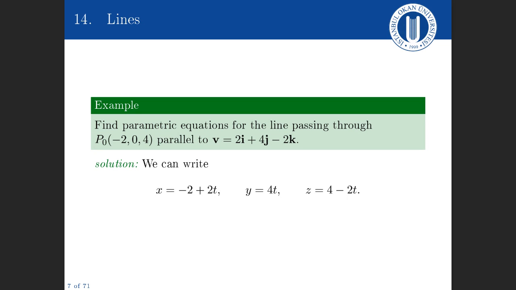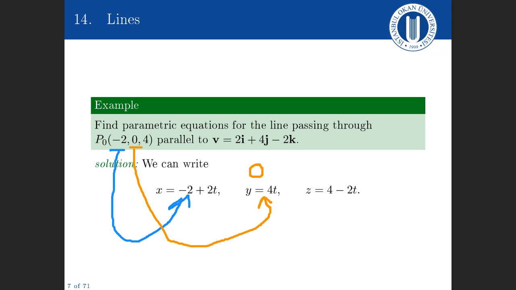For example, find parametric equations for the line passing through the point -2, 0, 4, parallel to the vector 2i plus 4j minus 2k. First, we take the P0 numbers, that's -2, 0, and 4. -2, we put in the first equation. 0, we're going to put in the second equation, because the second equation we can think of as 0 plus 4t. And the third number, the 4, we're going to put that in the third equation.